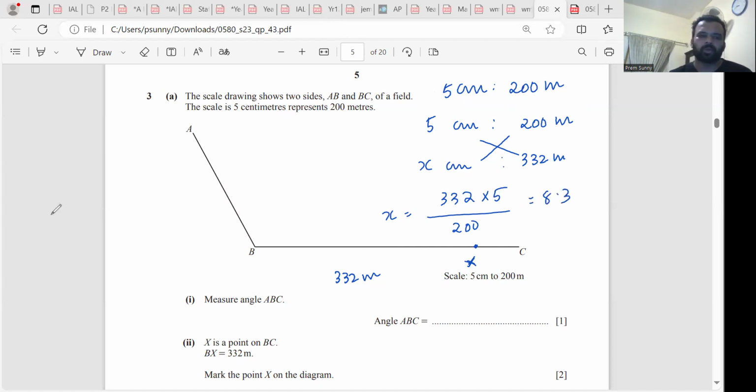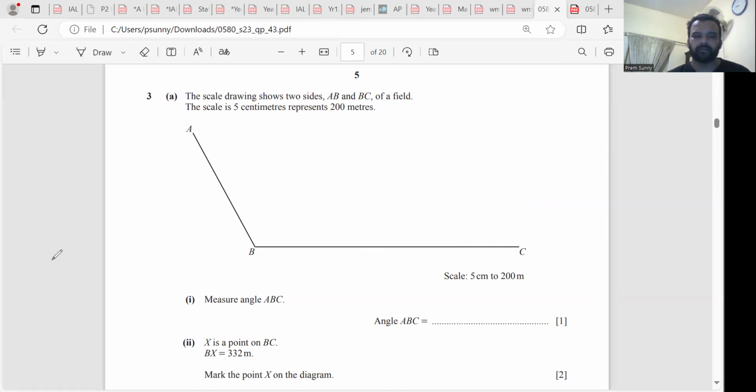8.3. So what you need to do here is that you need to take your scale, measure 8.3, and then suppose if this is 8.3 centimeter, and you just mark the point X over there. So we are done with the second part, and then moving on to the third part here.